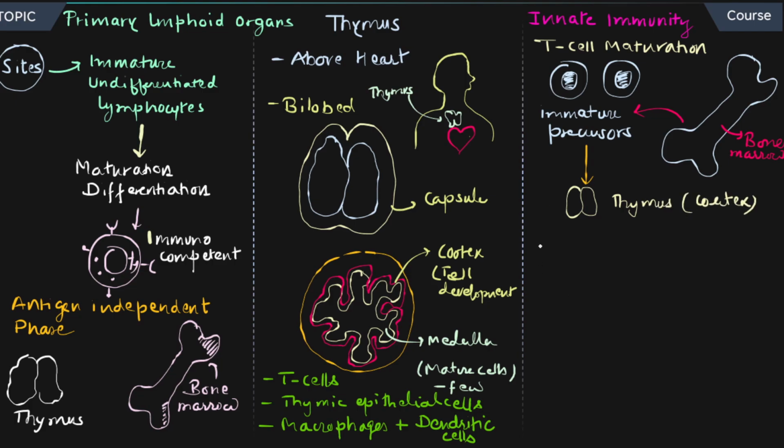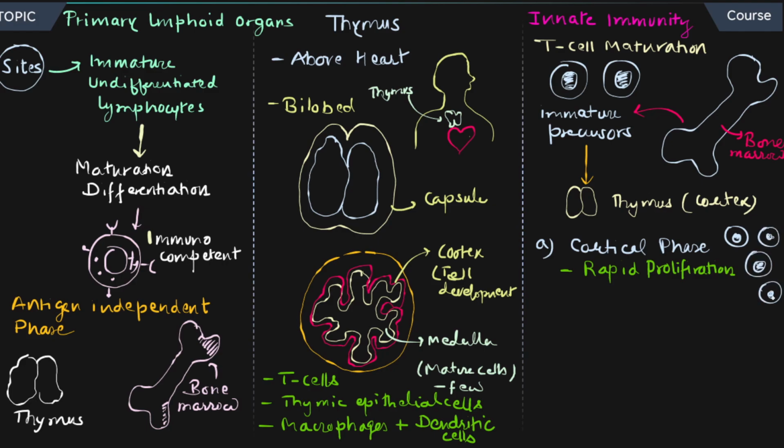Let's talk about the first one, which is the cortical phase. In the cortical phase, what you have is rapid proliferation of those cells. You will have lots of those T cells. Cells are going to divide, and you'll have many more of these cells, okay? And they need to be further selected.